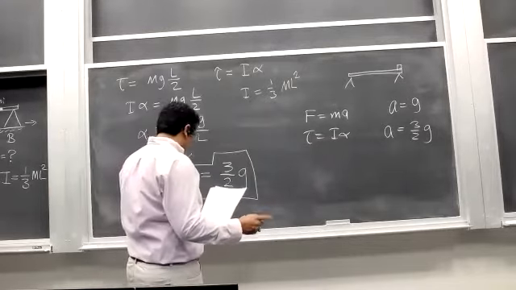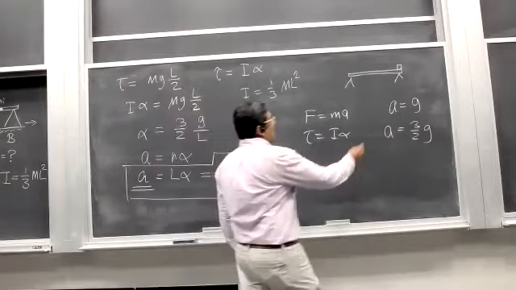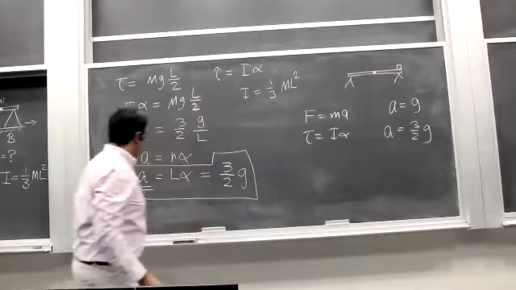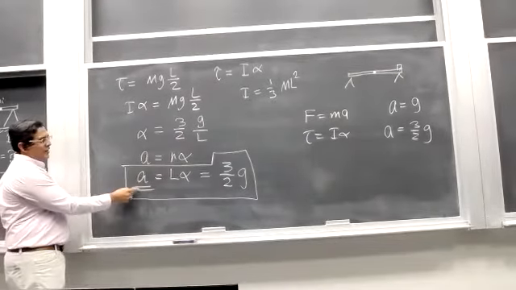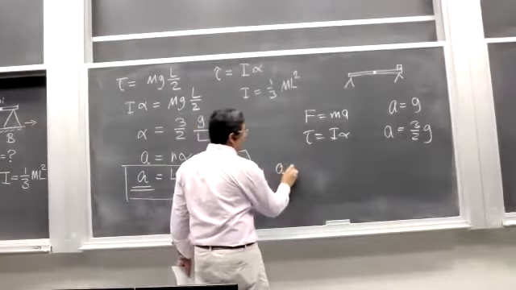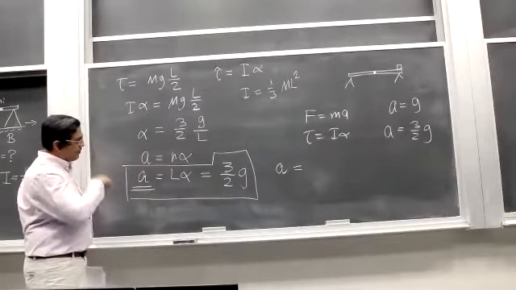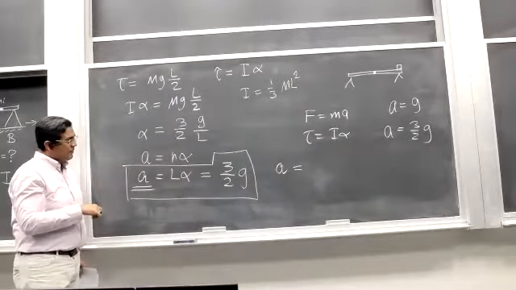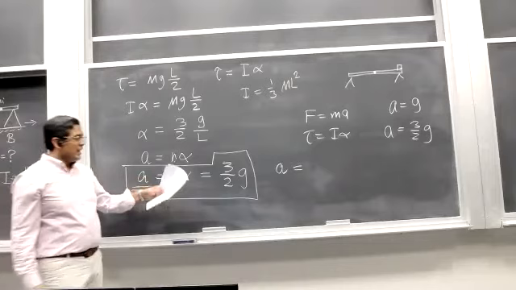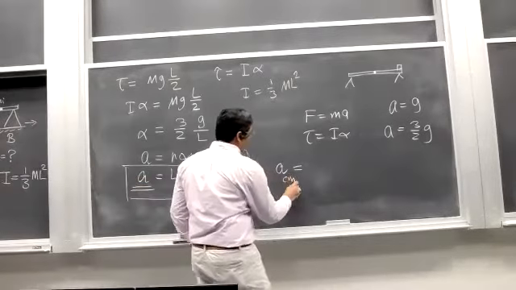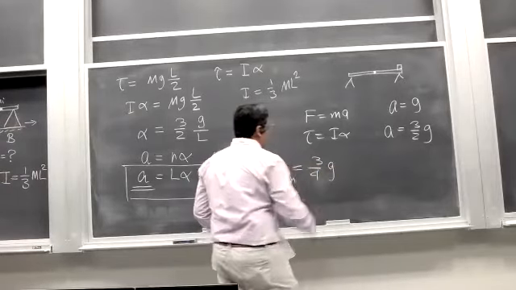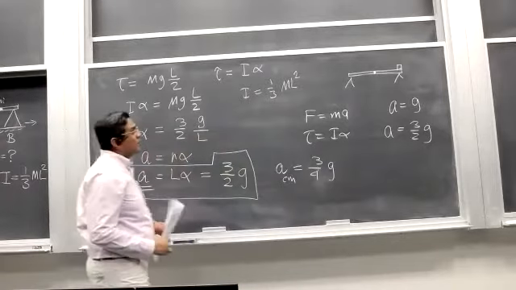All right. Now, what about this? The acceleration of the center of mass. Come on. Now you have the expression. Find me the acceleration of the center of mass of this rod. It will become 3/4 g. You just have to plug in, instead of L, you plug in L/2. And the acceleration of the center of mass would be 3/4 g.